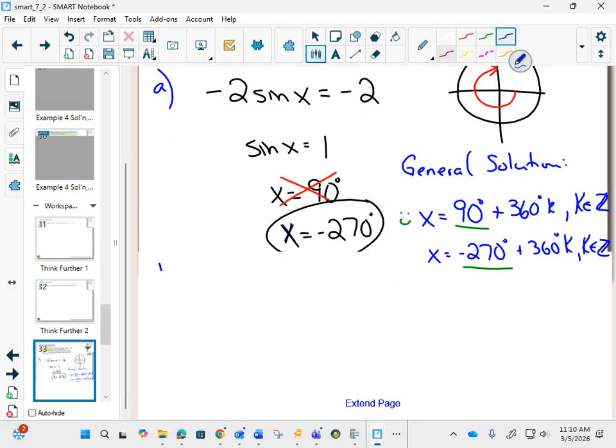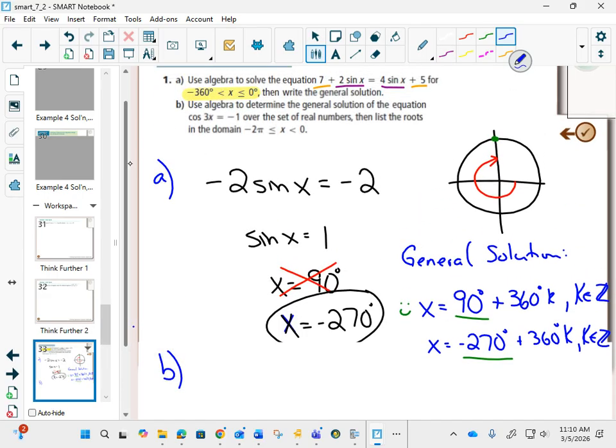Okay, part B. Part B, use algebra to determine the general solution of the equation cos 3x equals 1. Then list the roots from negative 2 pi to 0. Do you see that this is a multi-revolution question from yesterday? I'm going to show you two methods for this multi-revolution question.